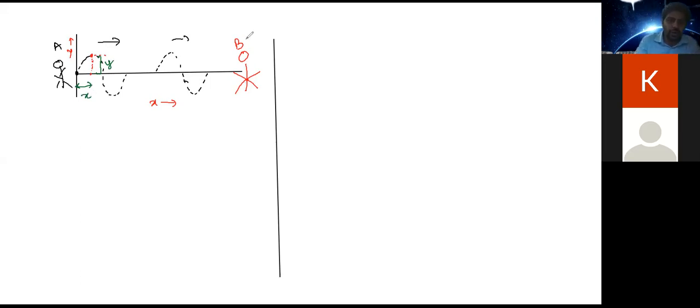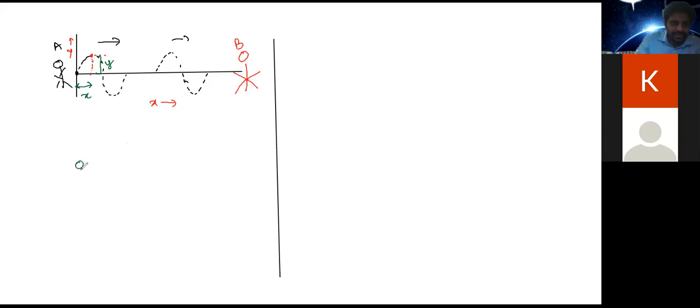Now do you recall this? So Karuna, the point is whenever a wave is traveling, what happens is it travels this way. See here, I'll give you an example, okay?